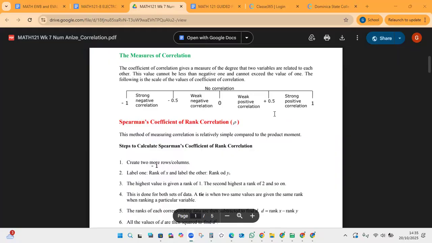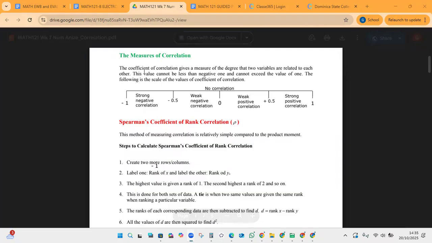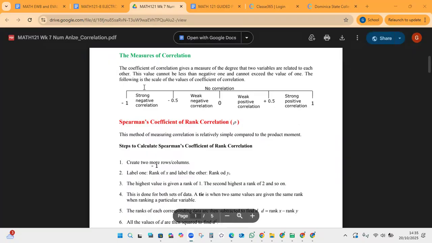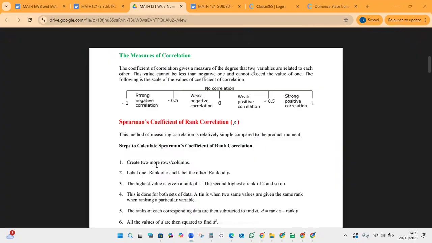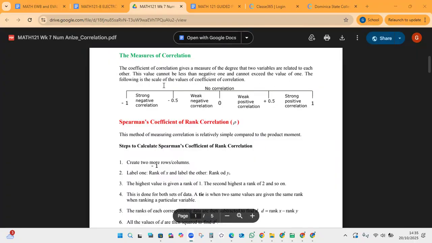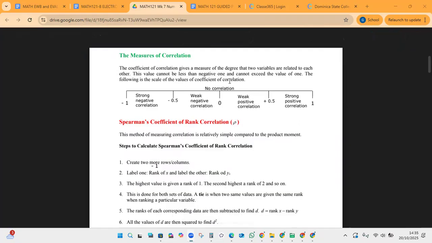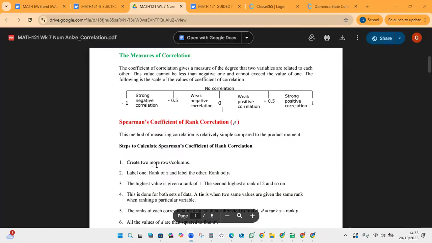Here we are in weekly notes number 7. It says measures of correlation. The coefficient of correlation gives a measure of the degree that two variables are related to each other. This value cannot be less than -1 and cannot exceed the value of 1. The following is a scale of values of coefficient of correlation. So it's from -1 to 1.